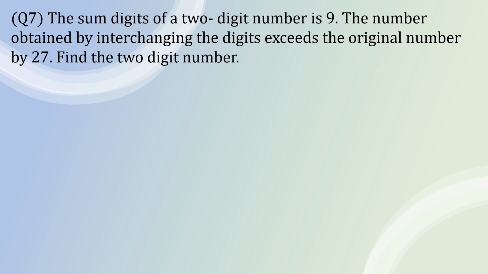Like that, the number obtained by interchanging the digits exceeds the original number. Means if you interchange their places, then that new number, the new number which is formed, exceeds, means it is increased, exceeds the original number by 27. Means from the original number it will exceed by 27, it will be 27 more. Find the 2-digit number.